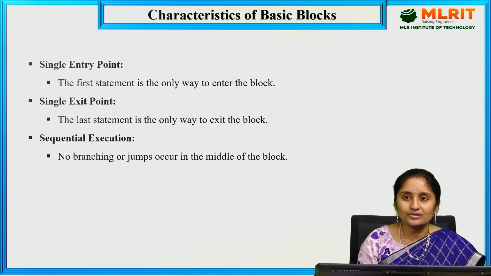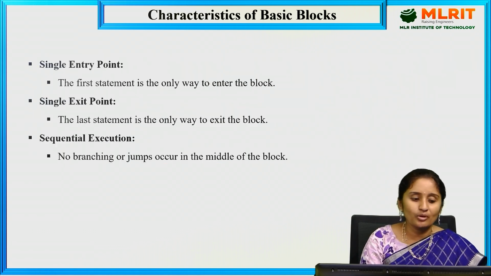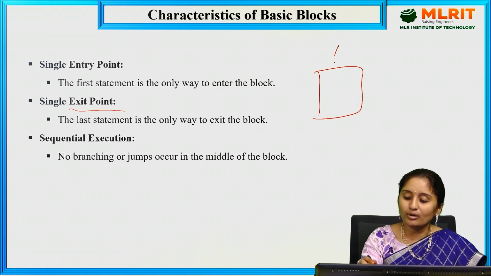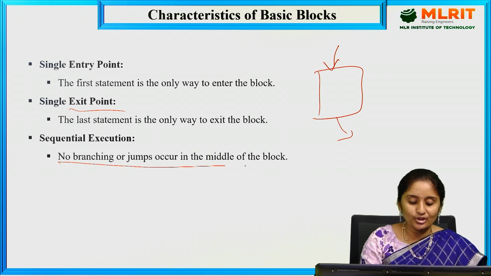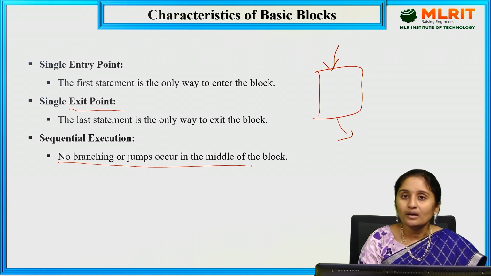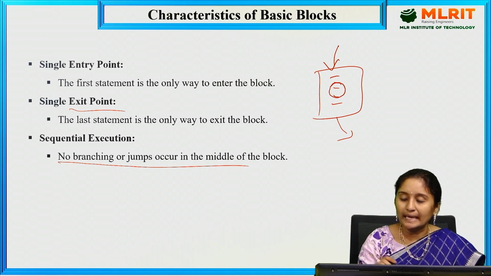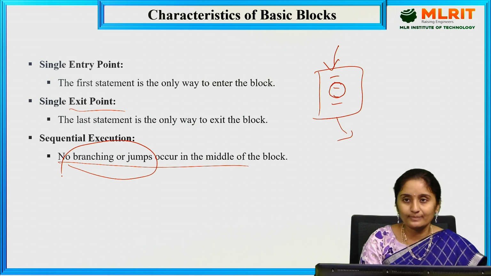So the characteristics of a basic block. There will be only one entry point, as I told you just now, and one exit point. For every block there will be only one entry point and only one exit point. Sequential execution. No branching or jumps occur in the middle of the block. In these statements there should not be any conditional or unconditional jumping statements in the middle of the statements. So these are the characteristics of a basic block.